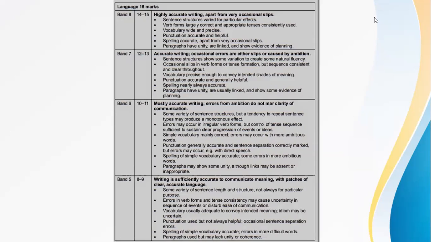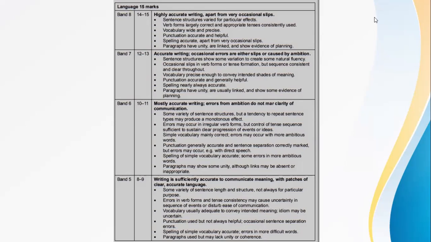As examiners, we are able to see a variety of sentence structures used in your writing, wide and precise vocabulary, and punctuation that is accurate and very helpful, with accurate spelling, or only a very occasional slip, like maybe one or two words mistakenly spelled, or perhaps when you're rushing you punctuate one or two sentences wrongly. Okay, so you stand to get the highest band, which is band 8.